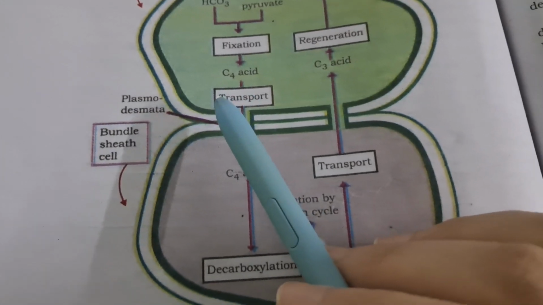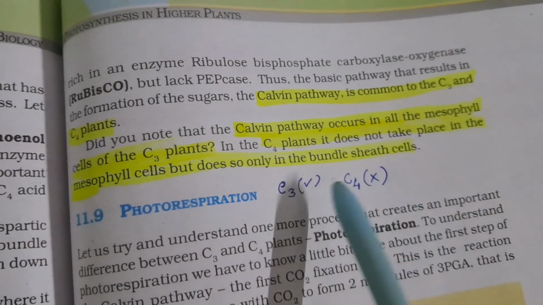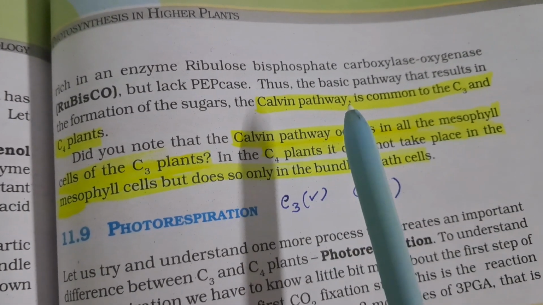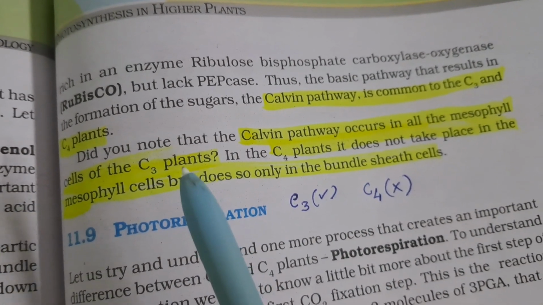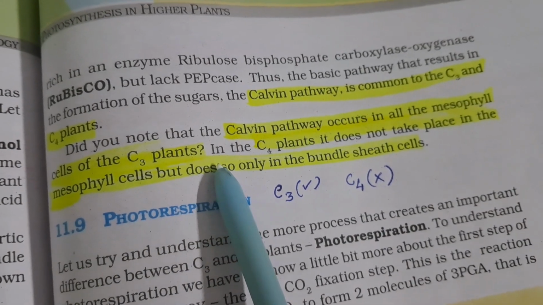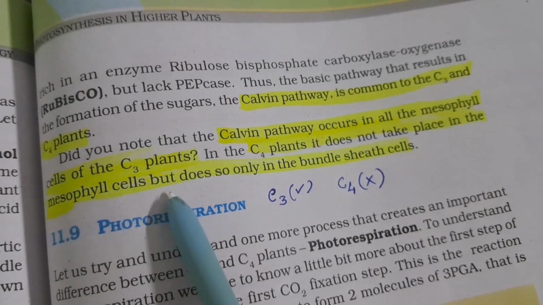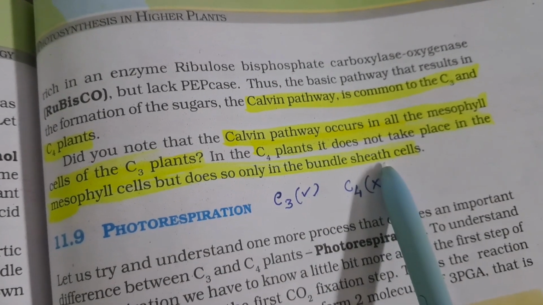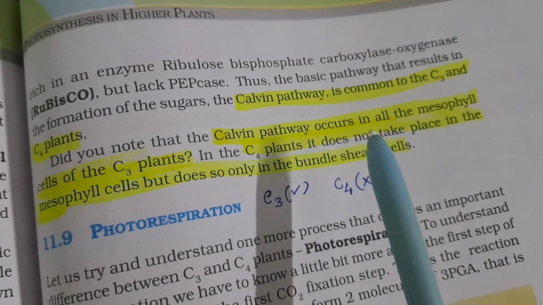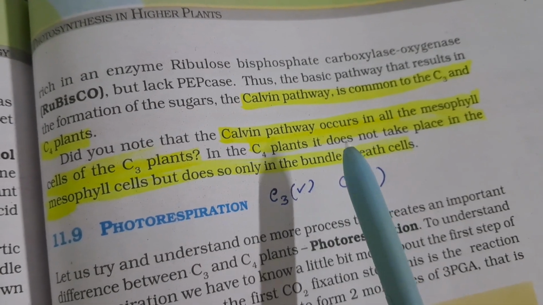And regarding this, we can see that the Calvin pathway is common to C3 and C4 plants. Since both are going to exhibit it, only in C4 it will be exhibited in the bundle sheath cell. Okay. The Calvin pathway occurs in all the mesophyll cells of C3 plants. As I said, in C4 plants it does not take place in the mesophyll cells, but does so in the bundle sheath cells, because mesophyll cells lack the Rubisco enzyme, but bundle sheath cells are rich in Rubisco enzyme. So here in C4 plants, in the bundle sheath cells, the Calvin cycle will take place.